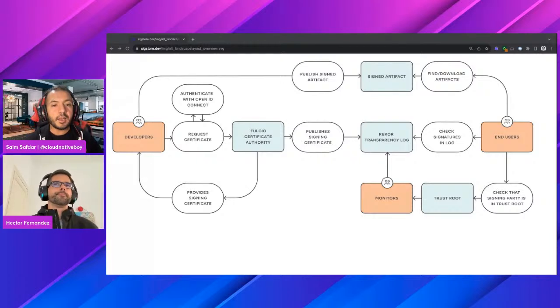So I think the final topic we can actually discuss right now: are there any specific areas of improvement or additional features you would like to see in the container signing solutions that exist today? Yes, of course, there are a couple of things.